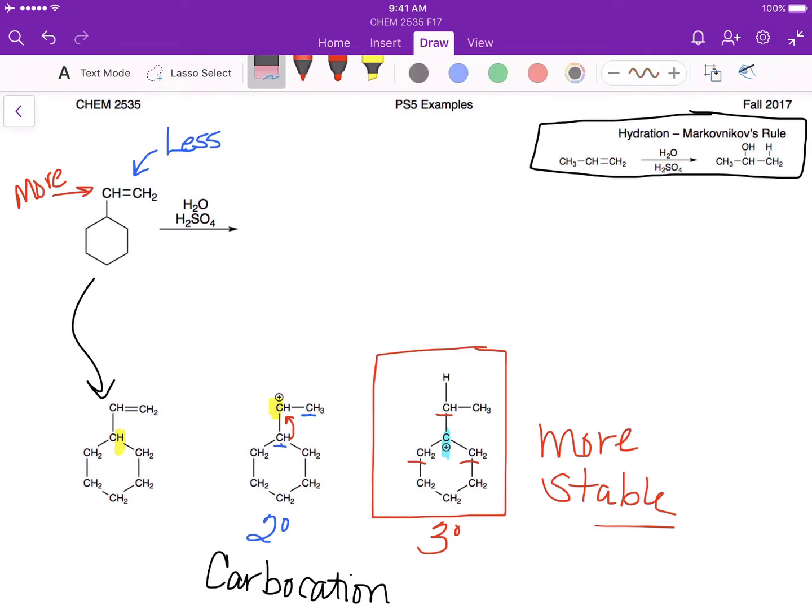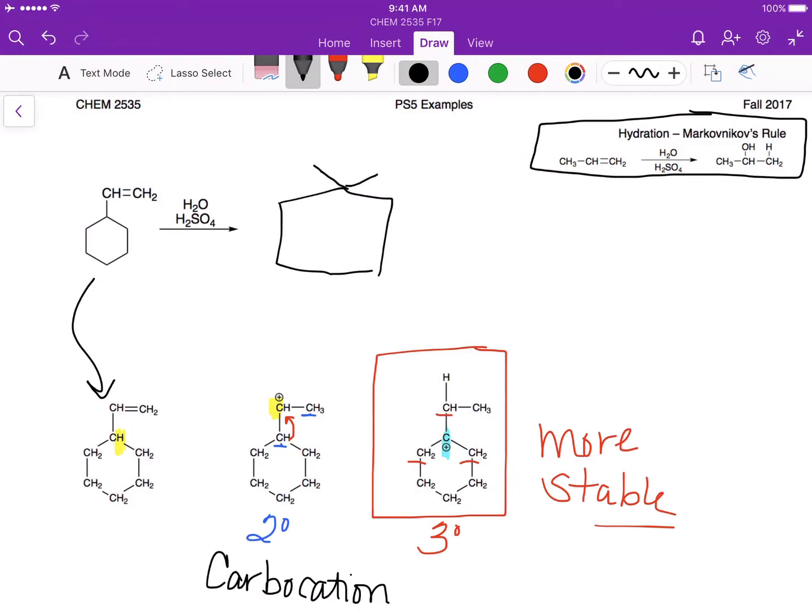Now keeping this in mind, with our carbocation intermediate, we're going to be able to draw our product. Now notice we're going to have 2 things coming off this carbon. So one is going to be our OH group, and the other is going to be our CH2CH3, or ethyl group. Right, and that's the answer to our second example.